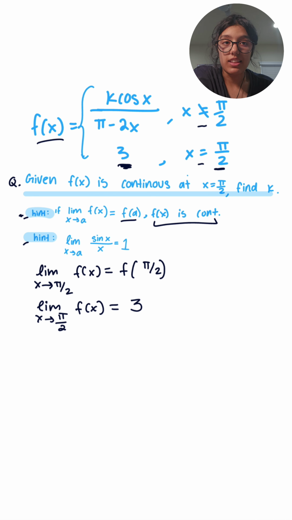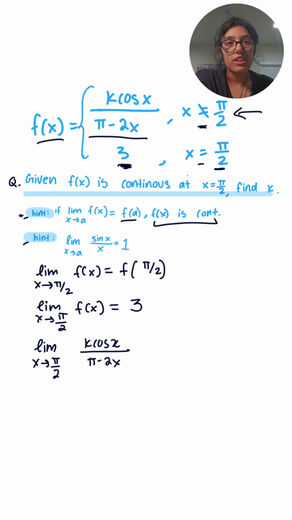Now let's simplify the left side. The left side says the limit as x tends to pi over 2 of f of x. We need to figure out what f of x is going to be. And f of x is going to be this function right over here, because this function is only true when x is not equal to pi over 2. And that's exactly what a limit means. A limit means that you are approaching that value. You're not equal to that value, but you're approaching it. And that's exactly what this statement is saying. We're approaching the value, but we're not equal to pi over 2.